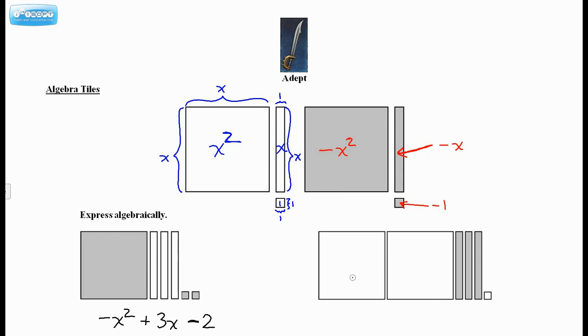Let's try another one. I have 2 large white squares, 3 shaded bars, and 1 small white square. I'm just going to express this algebraically down here. I have positive 2, because they're white, x squared. I have 3 x bars, but they are negative, so this is minus 3x, and this is just positive 1. That's it.